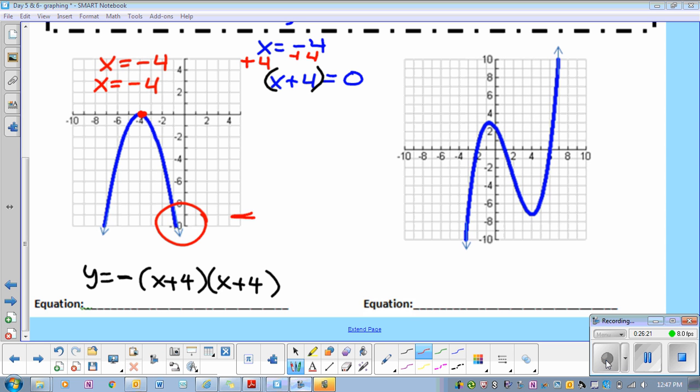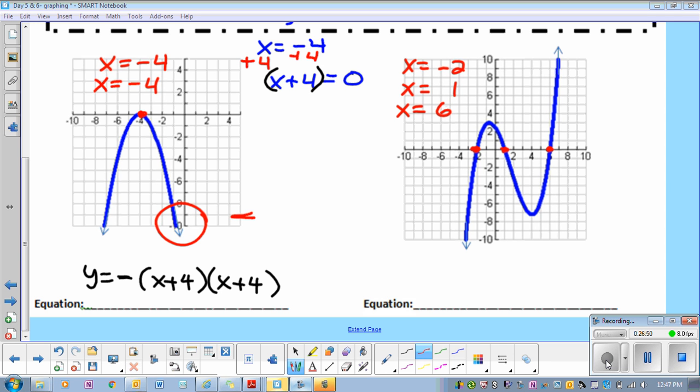Let's look at the next one, okay? This one. First thing we should do is get the x-intercepts. There's one at x equals what? And the next one is at? And the next one is at? Yep. And we should make sure that we found all of our zeros.